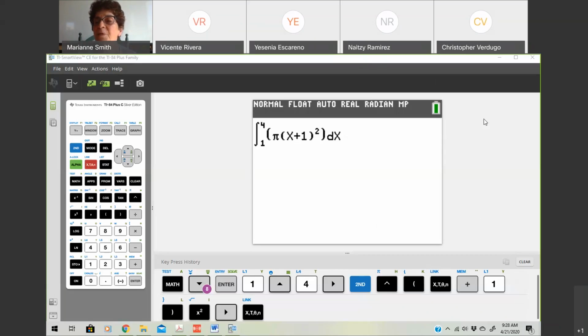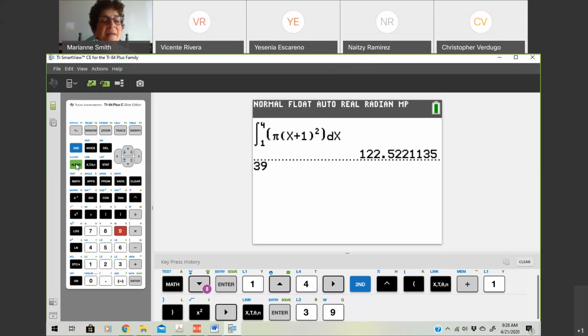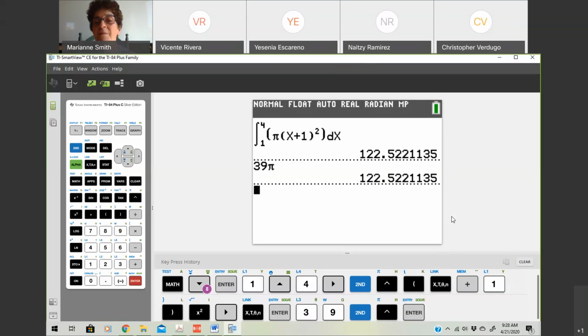All right, so again, this is for the solid of revolution. And then all you have to do is hit enter on the calculator, and you get 122.522. That's the same thing that came out of the solid of revolution app. And if you want to double check, we got this exact answer, 39 pi. You can see that gives you the same value.